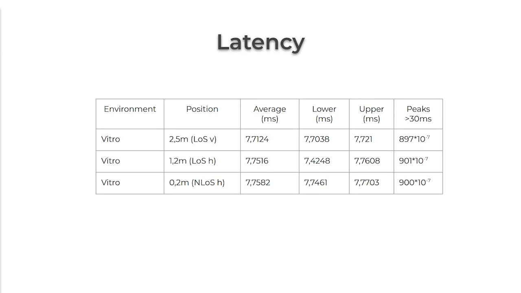For the three setups, we have a line of sight vertical with a 2.5 meter distance, so we have the typical under-the-lamp situation with no horizontal distance. We have 1.2 meters horizontally at 2.5 meters vertical distance, so at the border of the light cone. And we have a 0.2 meter non-line of sight distance from the reflected light source with no vertical distance.